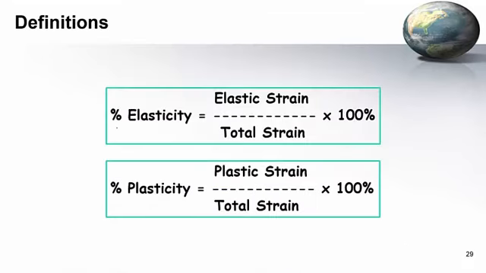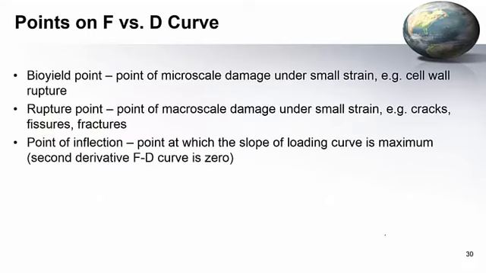So the percent elasticity is elastic strain by total strain times 100. Percent plasticity is plastic strain by total strain times 100. So these are also properties of a biological material, because it is a characteristic of a material how elastic or how plastic it is. You may also need to learn a few things about the bio-yield point, the rupture point, and the point of inflection.